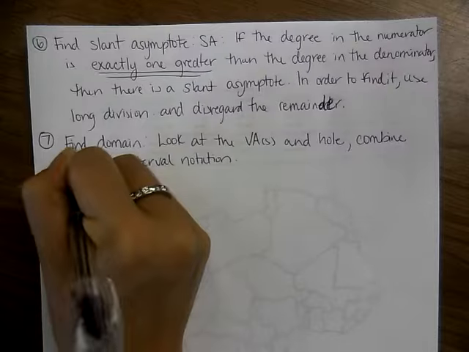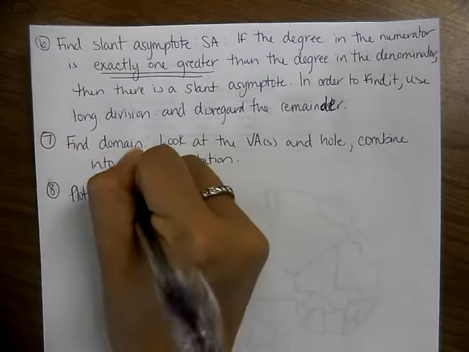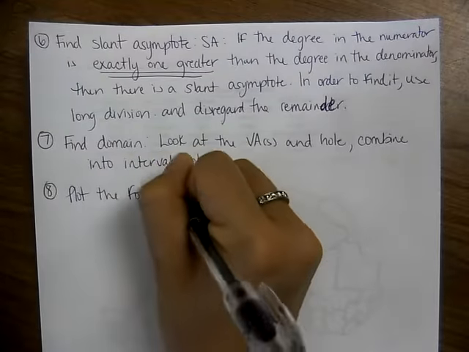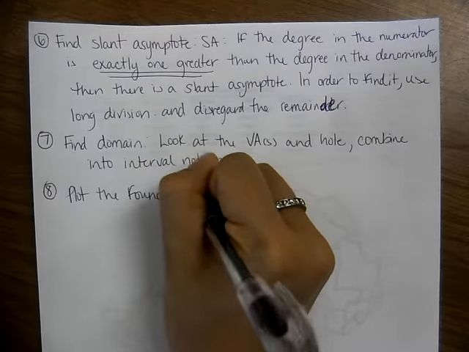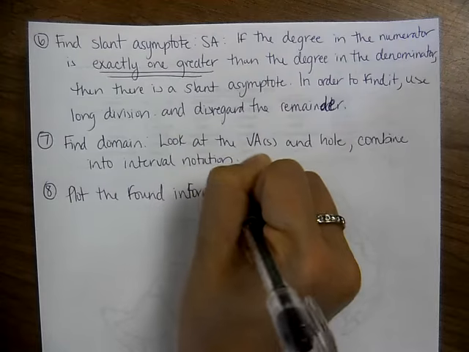Step 8, you're going to plot the found information. So we look at steps 1 through 7, and we plot everything we have.